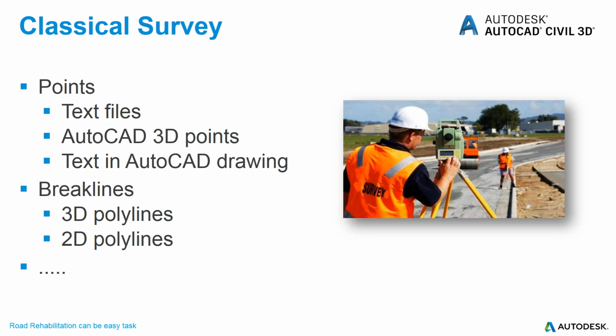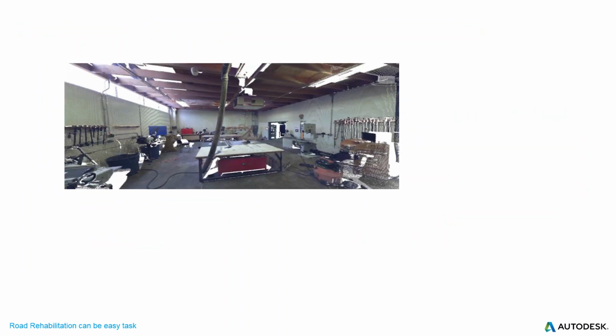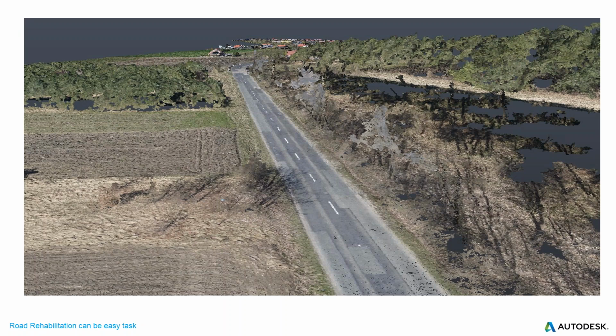And I put several dots here because we also have what we call survey functionality, so that you can import the data from survey stations directly to Civil 3D and base your existing terrain on that. And then we also have the possibility to absorb what is called a point cloud.